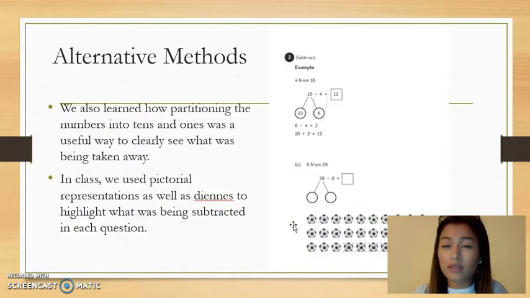Some alternative methods that we used, it's a little bit more tricky, is to partition a two-digit number into tens and ones, and then subtract the ones from each other. So here we can see that 16 is partitioned into 10 and 6. We would take 4 from 6 and get 2, and then we would have 10. So 10 plus 2 would leave us with 12.